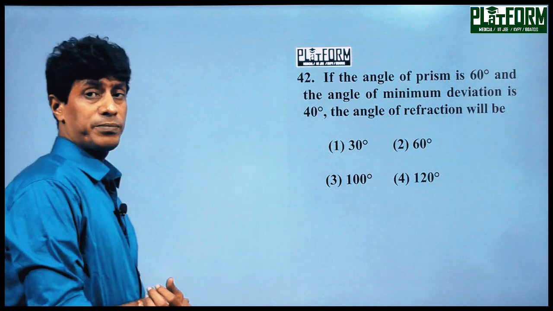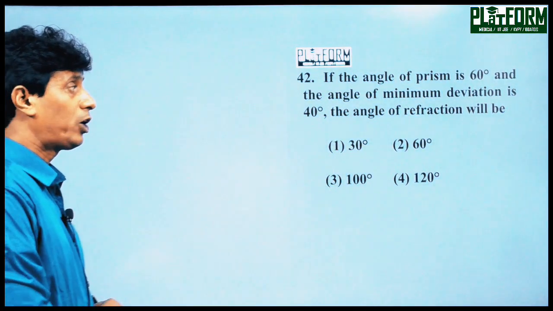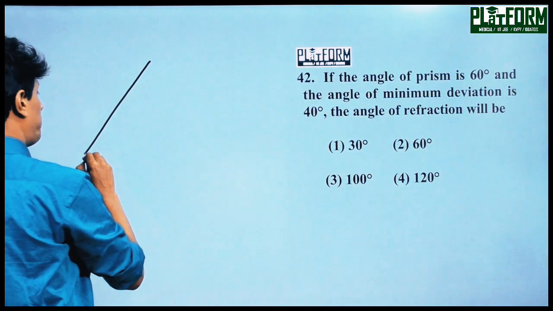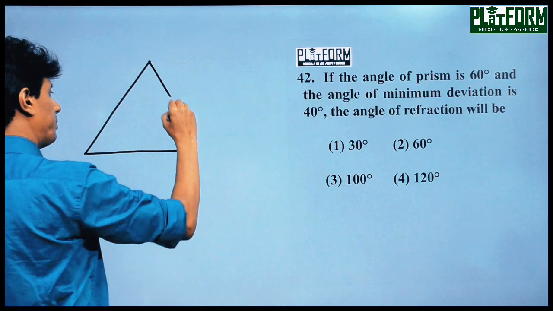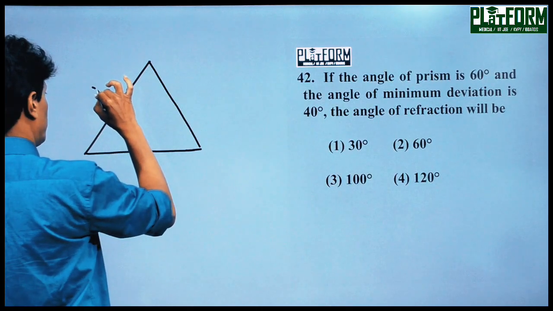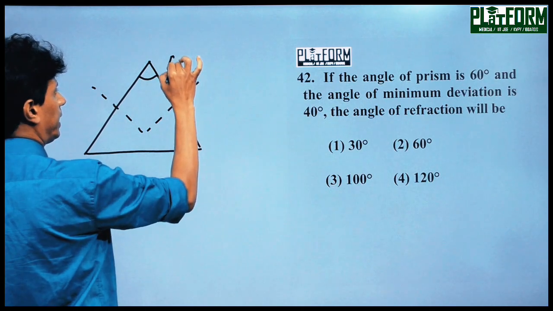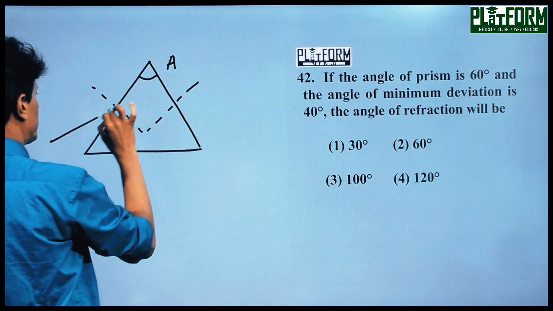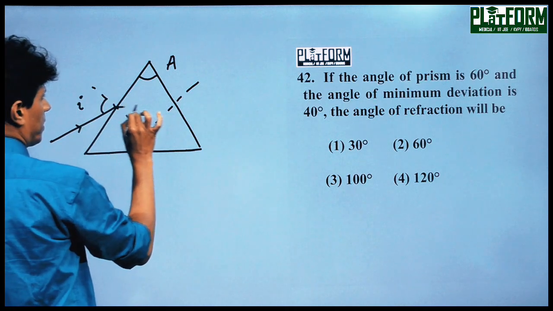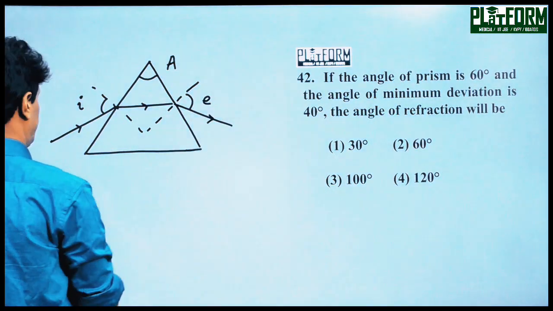If the angle of prism is 60 degree and the angle of minimum deviation is 40 degree, the angle of refraction will be. In the case when the prism is placed at the position of minimum deviation, A is the angle of prism, i is the angle of incidence and e is the angle of emergence.